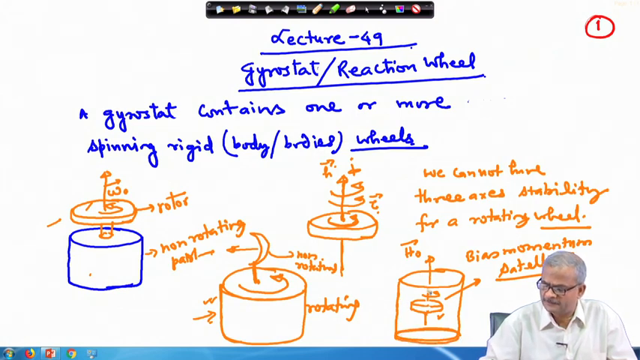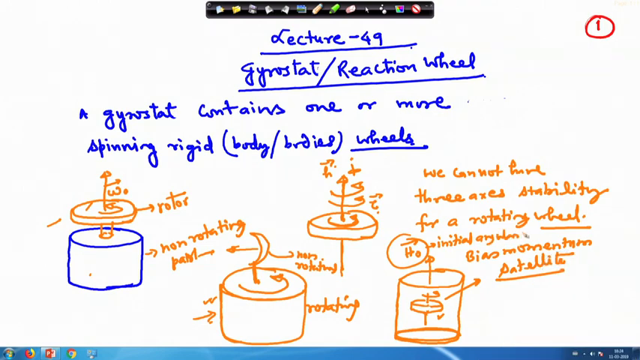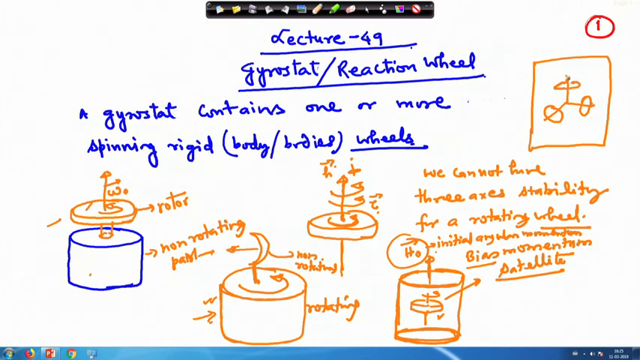If you try to speed up this wheel, H0 you are giving right in the beginning. This is the initial angular momentum of the wheel. Thereafter, if you speed up this particular wheel, then obviously you can control the rotation along this axis for this satellite. We call this the bias momentum satellite, or it can happen that inside the satellite you have three wheels, one along each of the three axes, and by controlling the speed of these wheels you are able to control the satellite. So, these are the wheels.